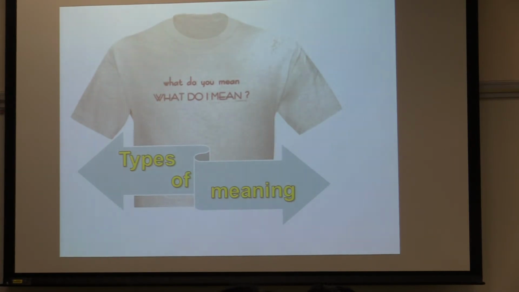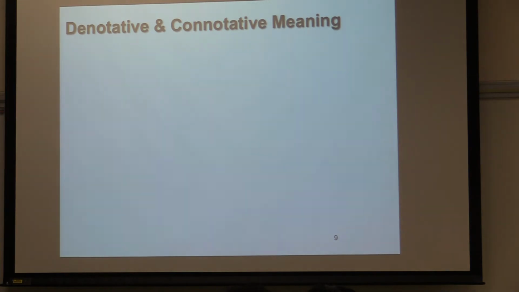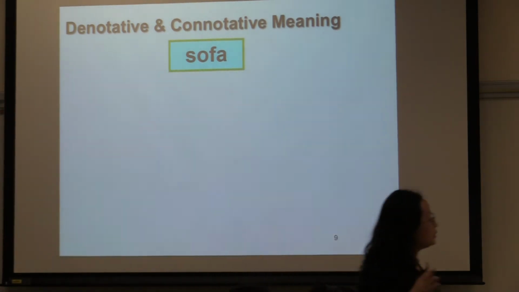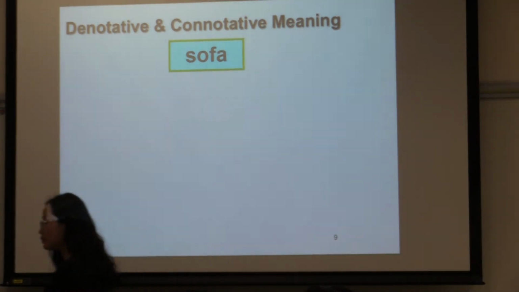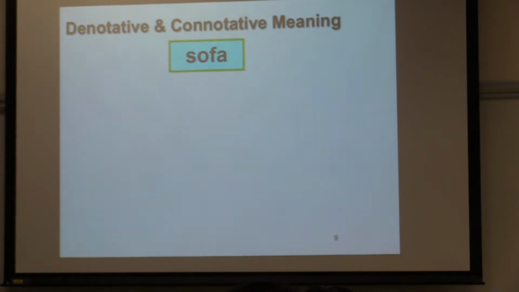Types of meaning. Sofa. So do you know the conceptual meaning or denotation of sofa? Medium is better, so it won't be too hot for those who are towards the back. So what is the conceptual meaning or denotative meaning of sofa? You know sofa, right? Yes. This is not very interesting because we all know this word, but connotative meaning.